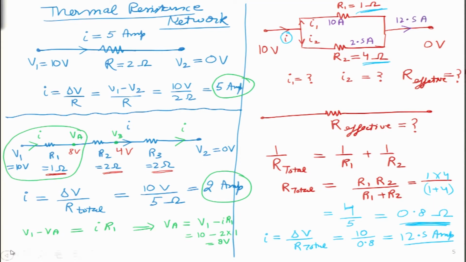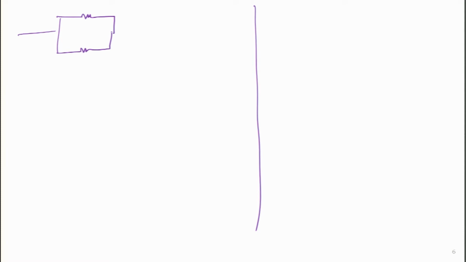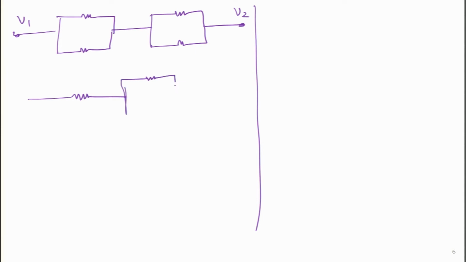So I think these are things I am doing just for the sake of revision. These are things which we have already done, and we can keep on making these networks more and more complicated. We can add 2 resistances in parallel and then add them in series with another 2 resistances. I can make this as V1, this is V2. I can add a single resistance over here, then add that in parallel with 2 more resistances over here.